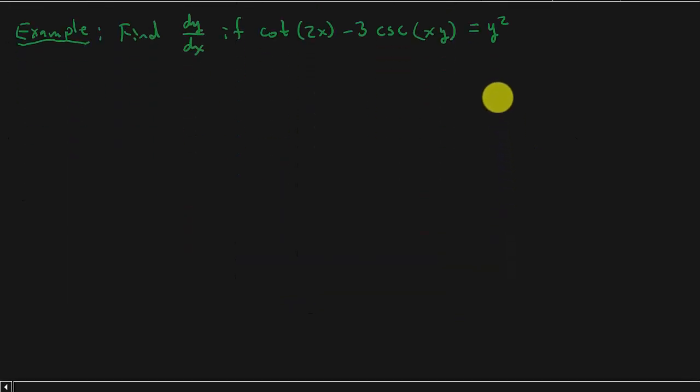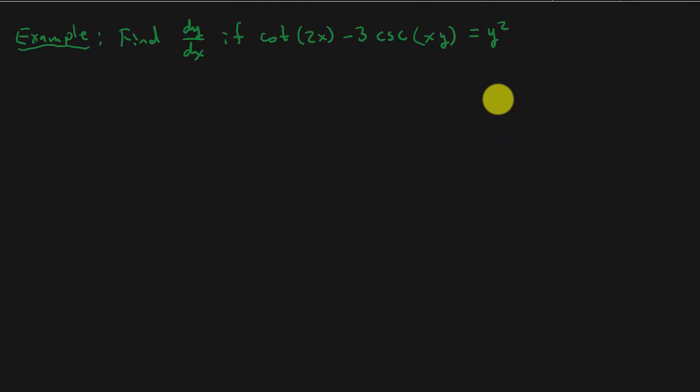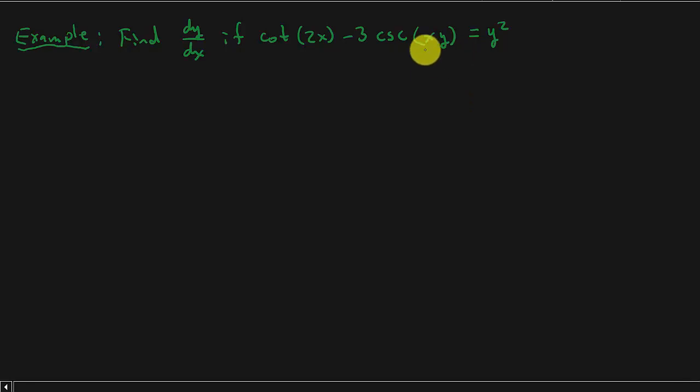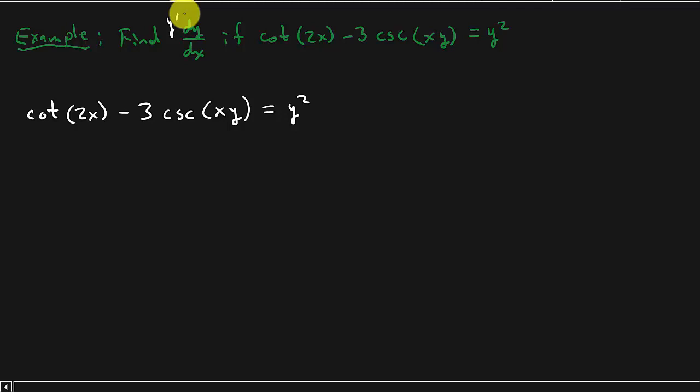All right. Let's look at this one. Find dy dx. This is implicit differentiation. See, we got an implicit function here. So let's write it down. We got cotangent 2x minus 3 cosecant xy equals y squared. And I know it tells us to find dy dx, but let's just say, okay, let's find y prime. It's the same thing. It means the derivative. It's just different notation of representing the derivative. That's all it is.